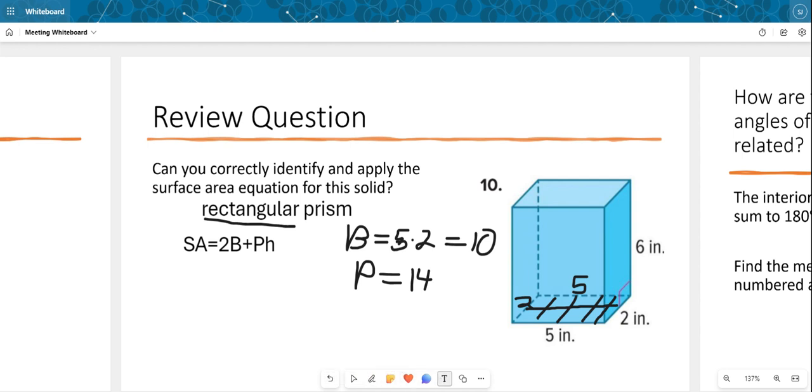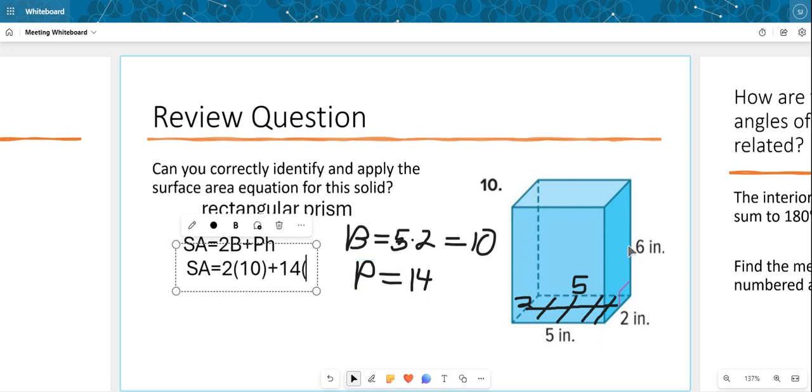Once we had that, we just got to plug in some numbers. We said our surface area was 2 times capital B, being the area of the base. The area was 10. Plus the perimeter of that base, 14, times the height of the shape. How tall is the shape? From one base to the top, it is 6 tall.